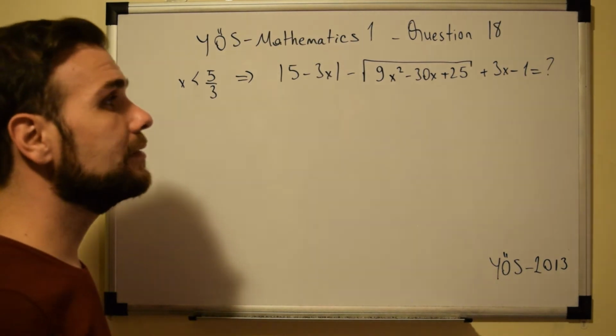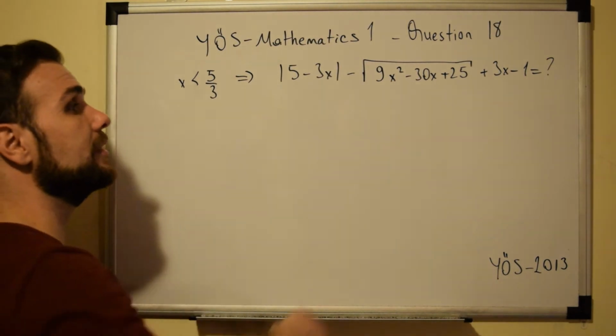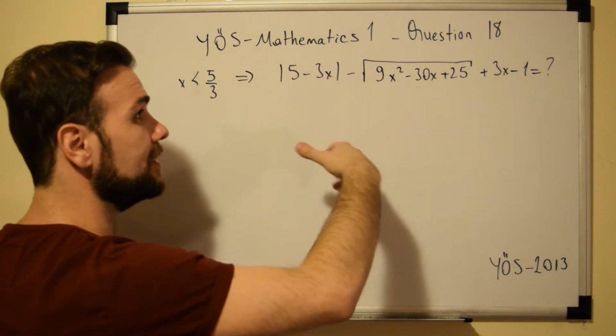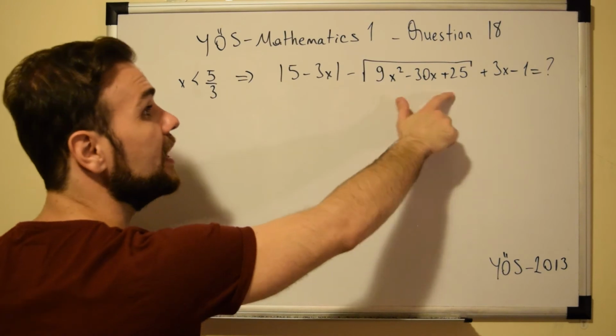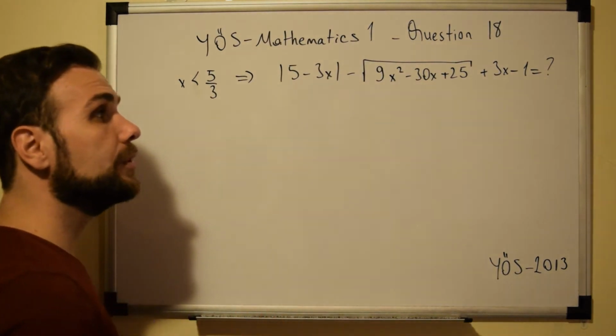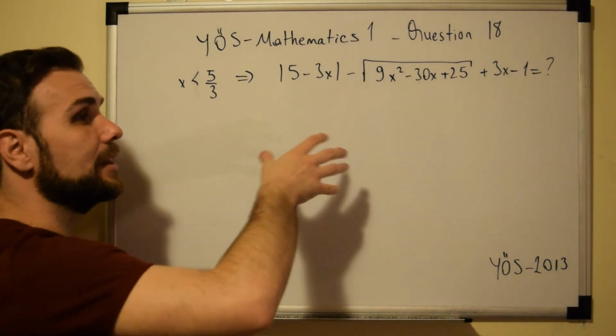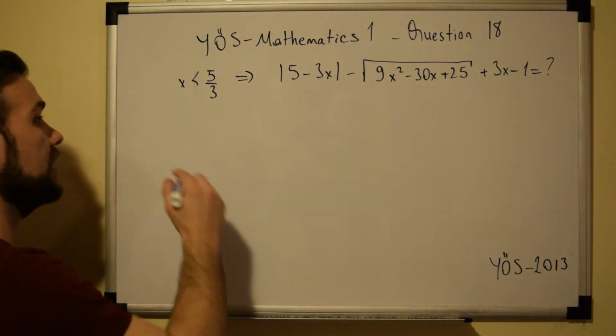So what do we have to do in this question? First let's see the expression within the square root. Is there a possibility or a chance that we can simplify this expression? We can do that if we see that this expression can be written in another way. So let's check it out.